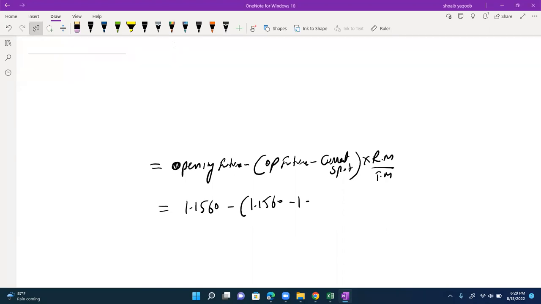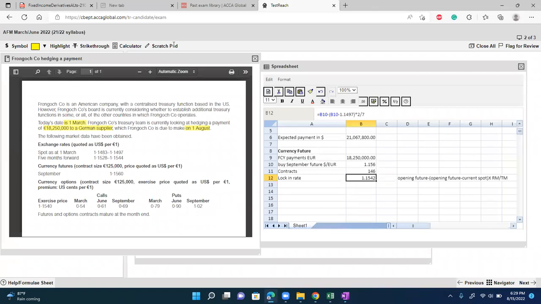Okay, the current spot is 1.1497. Today is 1st March. This is 30th September. Total months are 7 and remaining months are 2 because we are closing the contract on 1st August. For August full month is available, September full month is available. So the lock-in rate will be 1.1542. Now calculate the expected payment: foreign currency into lock-in rate, 21.064 million.